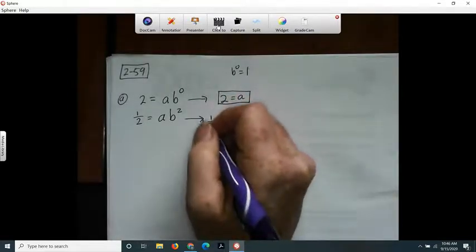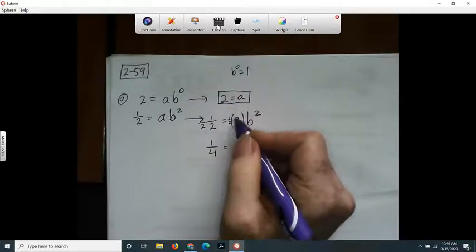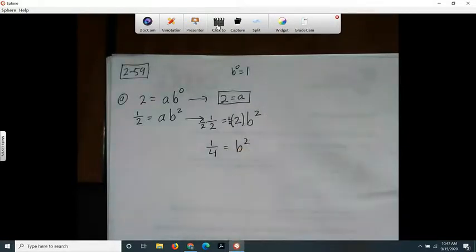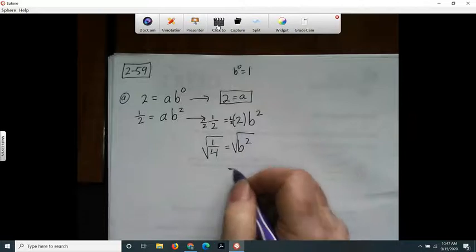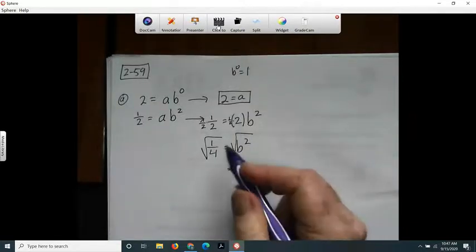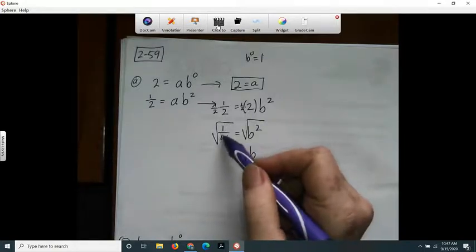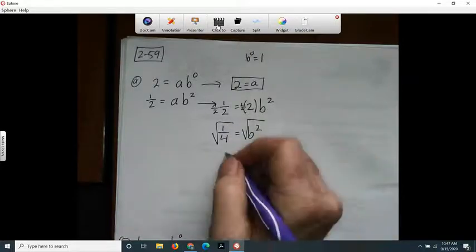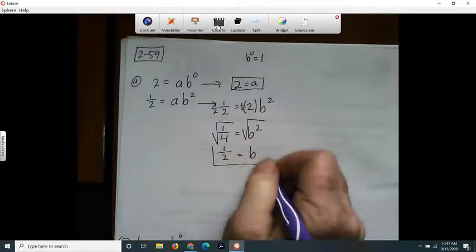And that gives me 1/4 is equal to a half of 2 is 1, and 1 times b squared is just b squared. Okay, and then I'm just going to square root both sides. And since it's a fraction, I can think of it as a little square root on the top and a little square root on the bottom. So the square root of the numerator is 1, and the square root of the denominator is 2. So b is a half. So there's a and b.